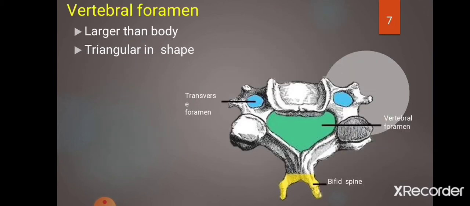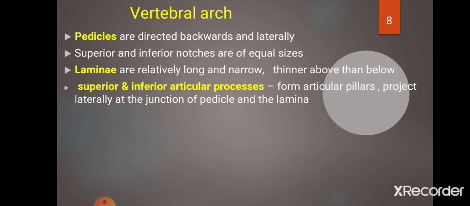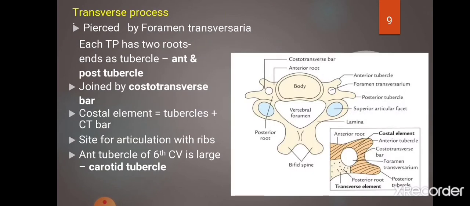Then the vertebral foramen: in the diagram, it is the green colored highlighted area. It is larger than the body and it is triangular in shape. Then the vertebral arch. The vertebral arch contains the pedicles. They are directed backwards and laterally. The superior and inferior notches are of equal size. Laminae are relatively long and narrow, thinner above than below. The inferior and the superior articular processes form articular pillars, which project laterally at the junction of pedicle and the laminae. Then the transverse process.